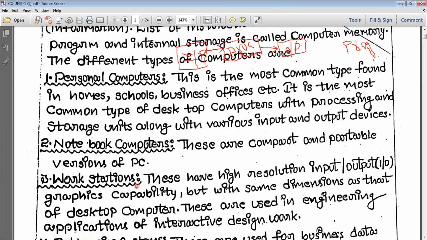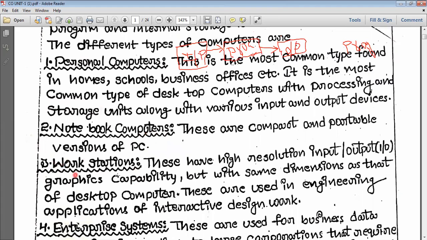Next, workstations. Suppose we want to share data between the computers in an organization; then workstation computers are preferred. These computers are connected in a LAN, a local area network, and the data is shared between the computers.